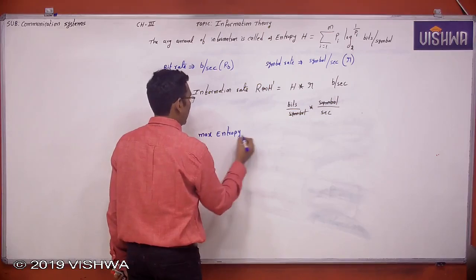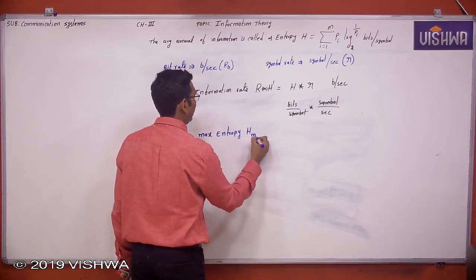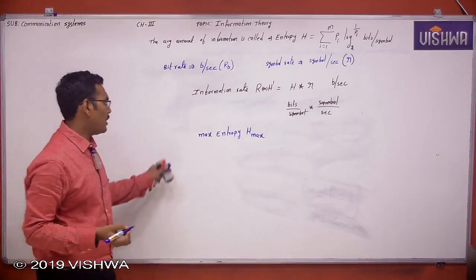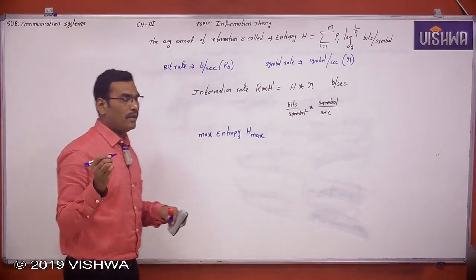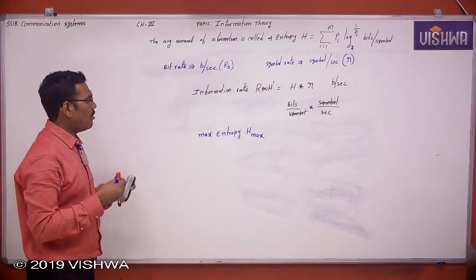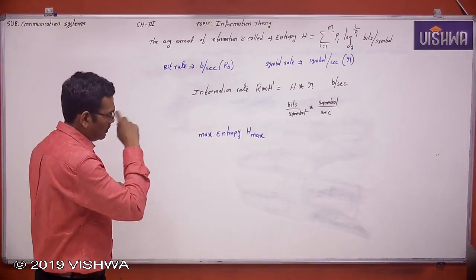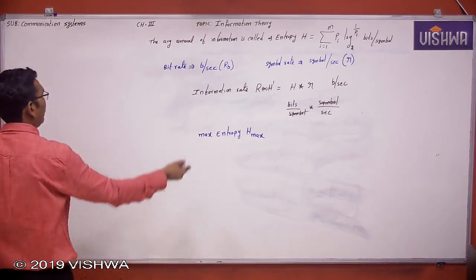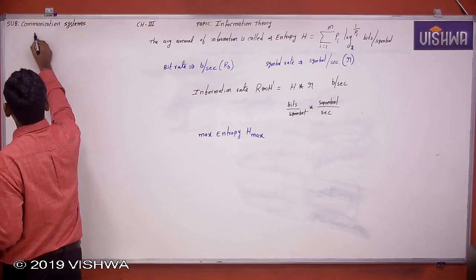Maximum entropy. How to calculate maximum entropy? We know entropy is the average amount of information that a source produces, but I want the maximum entropy of a source. Now how to find the maximum entropy, we will see. First, note this. For finding a maximum entropy, I will take one example as a binary source.